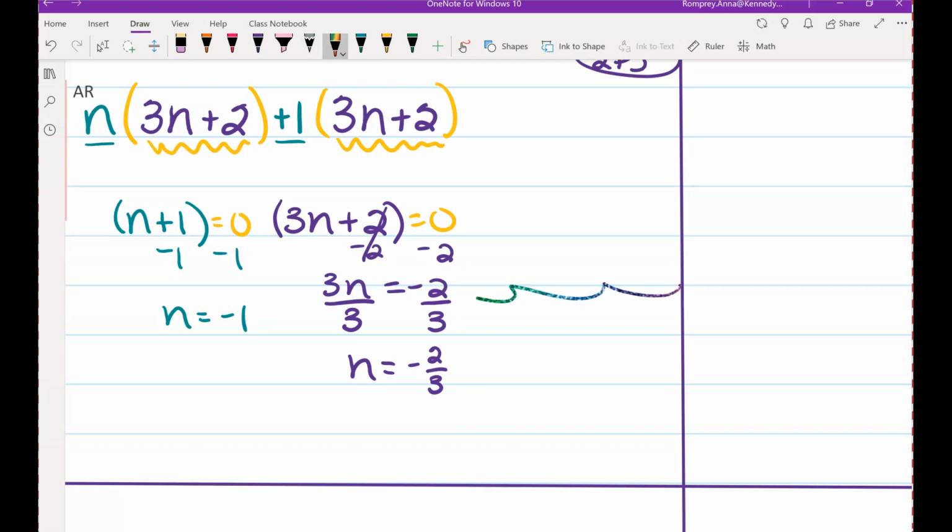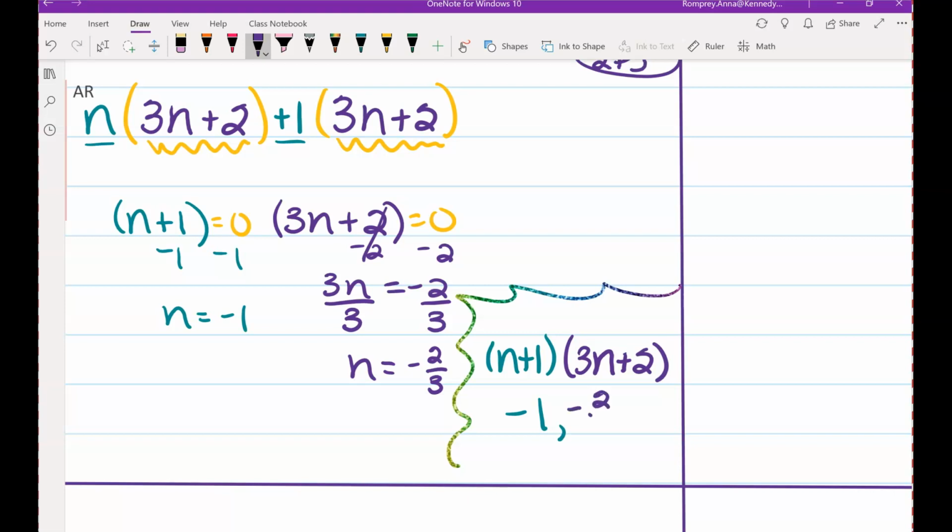So my solutions are, well, I'm going to write out both actually. I'm going to write what my factored form is and then my solutions. So our factored form, n plus 1 and 3n plus 2. So if they ask you for factored form, you could have stopped there. If they ask you for solutions, our solutions are negative 1 and negative 2/3. So it just depends on what the question is asking you.